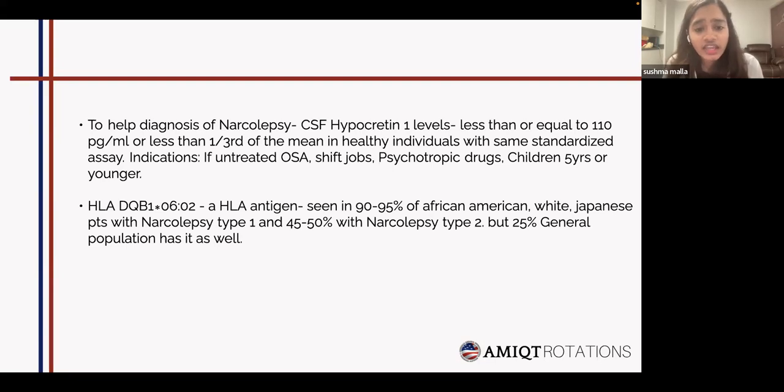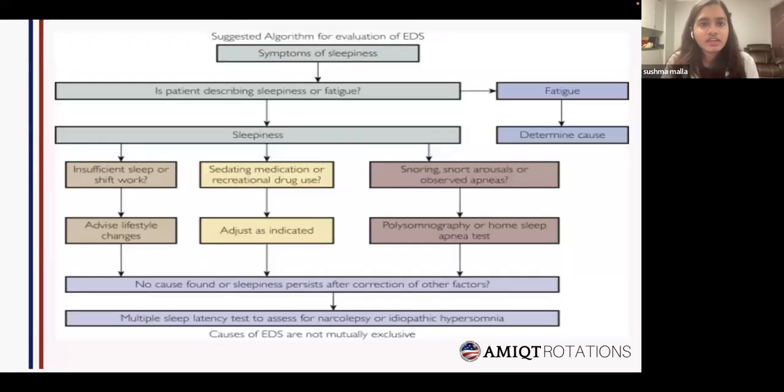0602, an HLA antigen seen in 90 to 95% of African American, white, and Japanese patients with narcolepsy type 1, and 45 to 50% with type 2. But an important point to note is that 25% of the general population also has it.